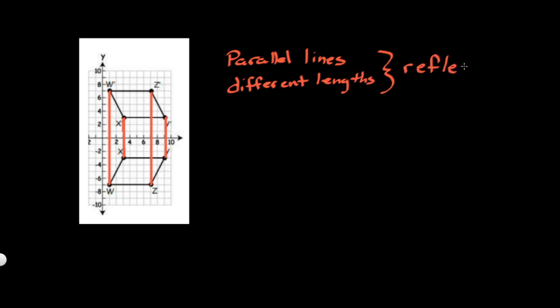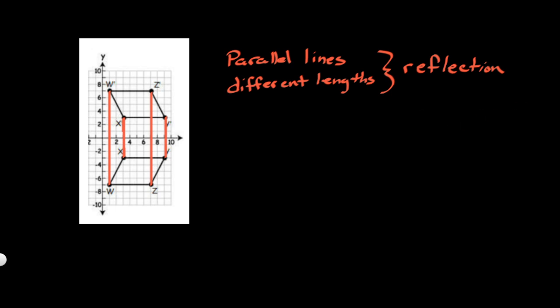So when you have parallel lines but they're different lengths, this is what we look for in the transformation called reflection. And using these lines we've created and using what's called a perpendicular bisector, you can actually calculate the line of reflection. If you'd like to learn about that, let me know, and I'll put that in a separate video. Otherwise, you'll deal with that in later math courses.